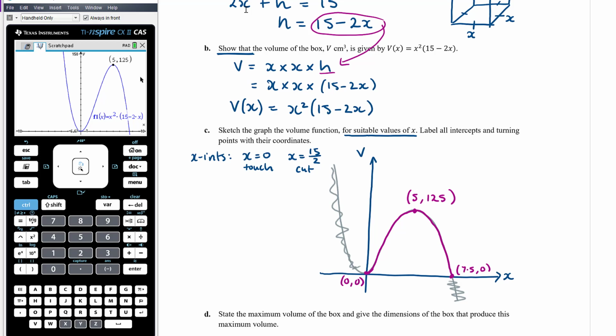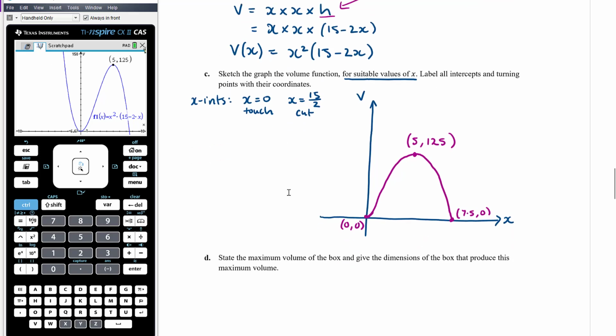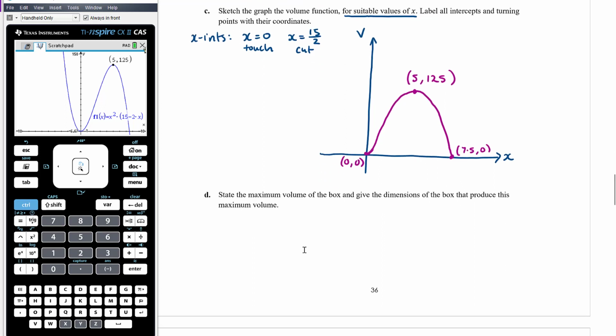Okay, and then we're good to go. So we are ignoring the scribbled out grey bits. It's too difficult for me to work out the eraser without it erasing the whole stroke. Oh, there we go. Doesn't matter. Great. Okay, so there's my graph. I would like to make that turning point at 0, 0 a little more pronounced than it is, just as a note. Okay, state the maximum volume of the box and give the dimensions of the box that produce this maximum volume.